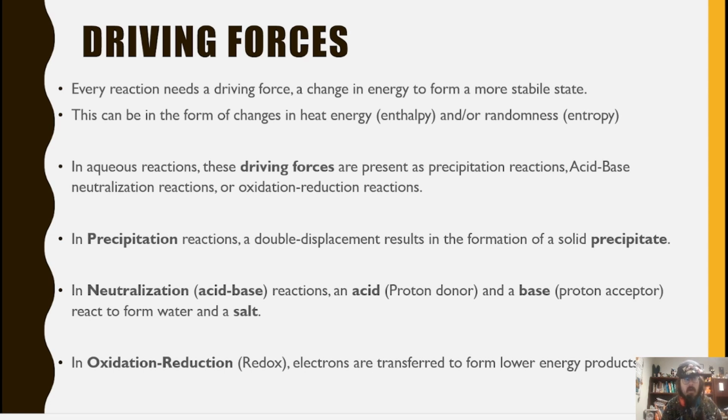The one that's a little bit harder to understand is an oxidation-reduction reaction. In an oxidation-reduction reaction, we are going to transfer electrons from one element to the other to form lower energy products. Like if I mix gold 3+ with, say, zinc solid, I'm going to get zinc 2+ and gold solid. The exact amounts of each one will depend on the electrons transferred, but the electrons are going to be lost by zinc and gained by gold.